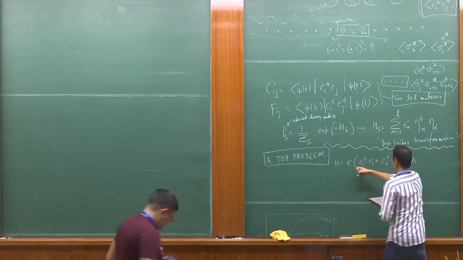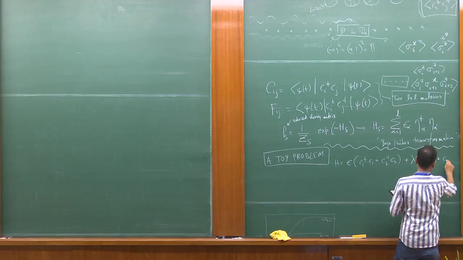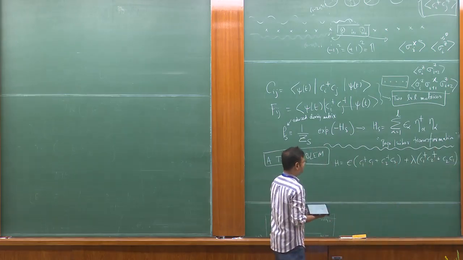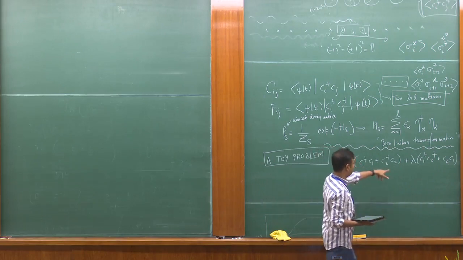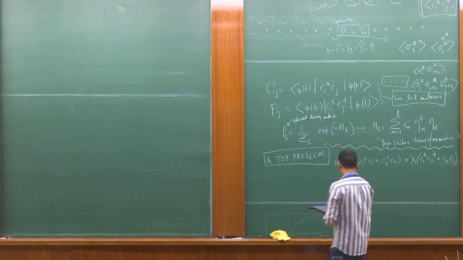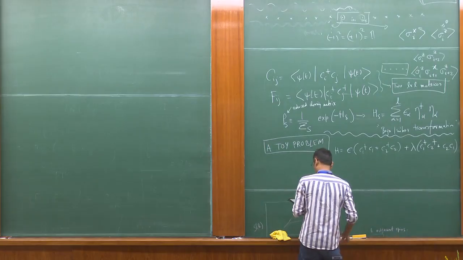So let's assume this epsilon and lambda are real without too much loss of generality. So this is a simple problem, right? But in this simple problem, you see that there are terms like C dagger C and there are terms like C dagger C dagger, right? So the general way of diagonalizing this problem is the following.